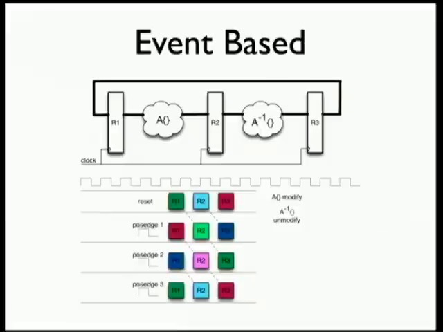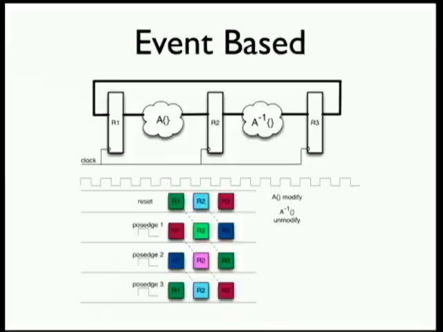The output of R1 is going to go through my logic function A, which is going to make it light green. And so R2 is going to have that light green value now. R3, so the output of R2 went through this A inverse function, and so R3 now has a dark blue value. Now on the second positive edge of this clock, we'll do the same thing.